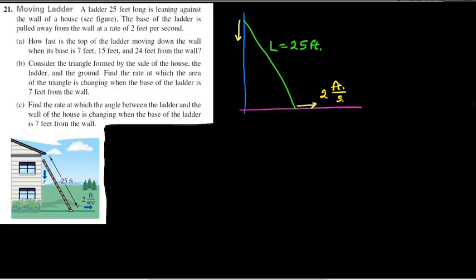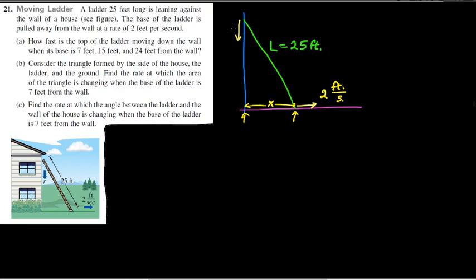Part A: how fast is the top of the ladder moving down the wall when its base is 7 feet, 15 feet, and 24 feet from the wall? So we want to plug in 3 different numbers here: 7, 15, and 24. What is the distance of the base of the ladder from the wall? As we're pulling the ladder away from the wall, that distance is changing, so maybe we should call it x.